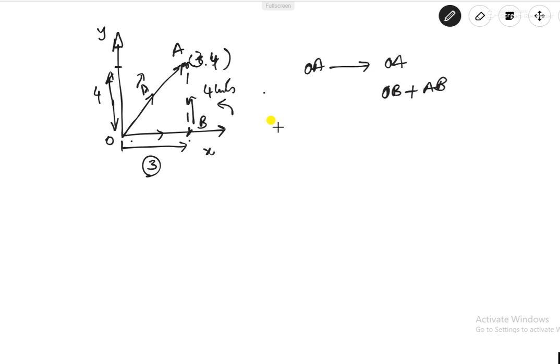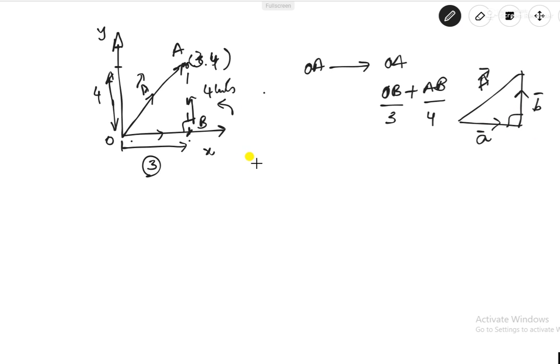That means you are dividing the vector into two parts, in two mutually perpendicular directions. OB is one direction, BA is another direction, that is 3 and 4. These two are perpendicular to each other. So when you are dividing this vector A into two mutually perpendicular directions, this is called resolution of the vector. Okay. So now we can tell like this.